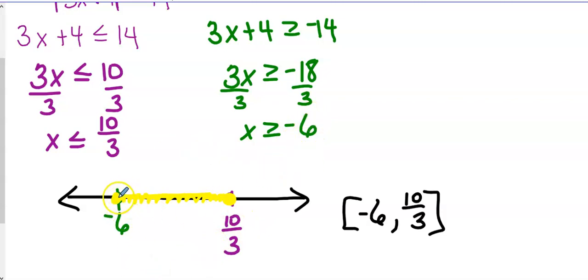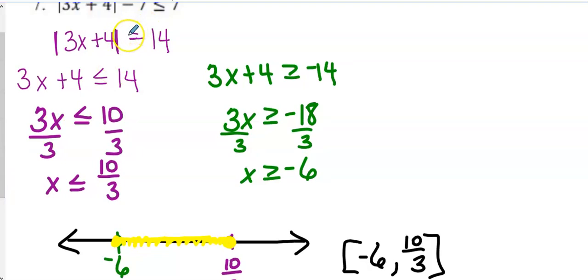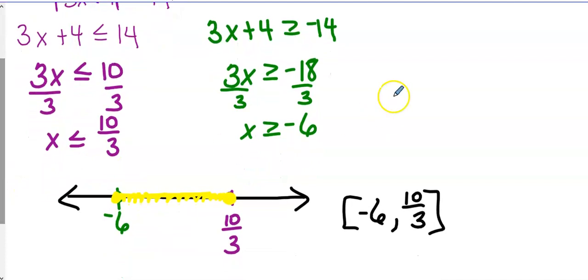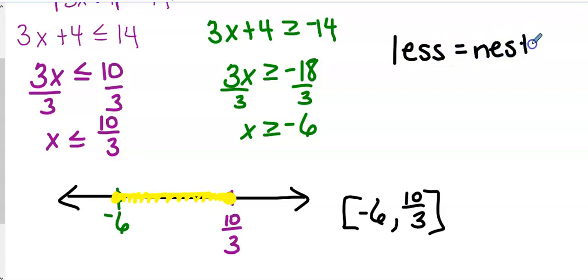If x is greater than or equal to -6, there's a closed circle here. If it's less than or equal to 10/3, there's a closed circle here. And again, when we isolated this, it was a less than, so we know it's going to be in between the two numbers. Also, there's a little memory thing that I saw somewhere, "less equals nest." They kind of equated this to a bird nest, and it was everything in between. So it nested in between the two numbers. If that helps you remember it, great. So anyway, closed circle, everything in between. Interval is brackets and these two numbers.